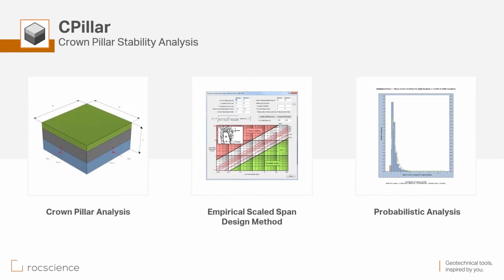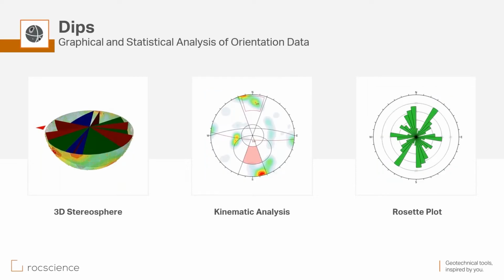C-Pillar, another simple program. This is a crown pillar stability analysis. And DIPS is for graphical and statistical analysis of orientation data. These are mostly the joints in rock masses. You can do a stereonet graph, a 3D stereosphere. You can do simple kinematic analysis with it, and you can have many options for plotting the results.